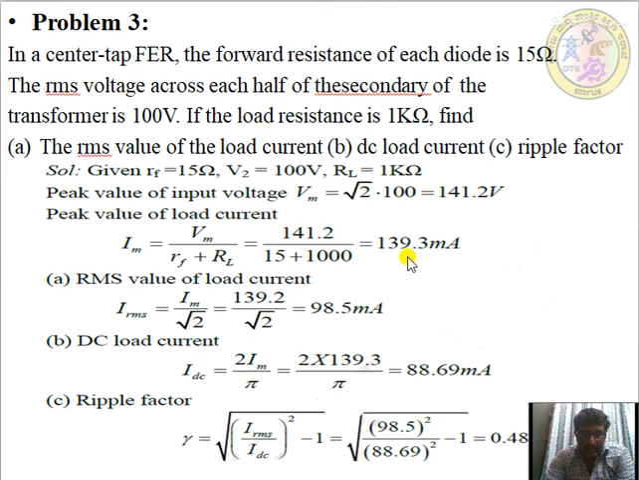The DC load current is IDC is equal to 2 Im by pi. The Im value is 139.3, so multiplying by 2 and dividing by pi, we get 88.69 milliamps. And the ripple factor is given by gamma is equal to square root of (Irms by IDC) whole square minus 1, which is the square root of (98.5 whole square divided by 88.69 whole square) minus 1. So we get the value as 0.48. So this ripple factor is 0.48.